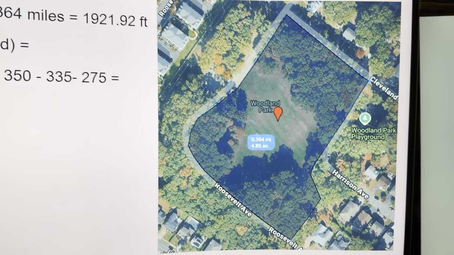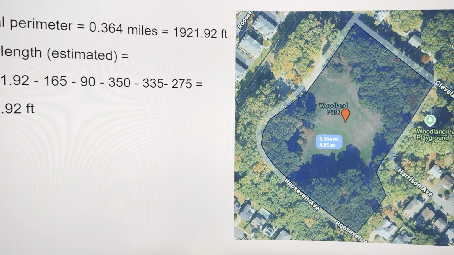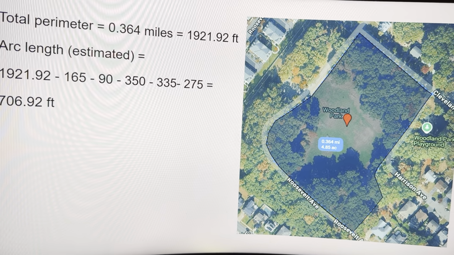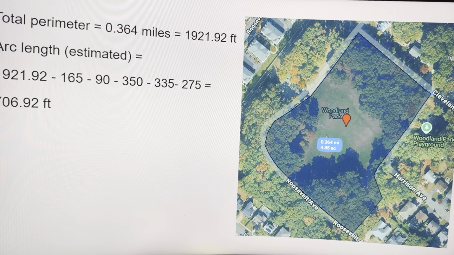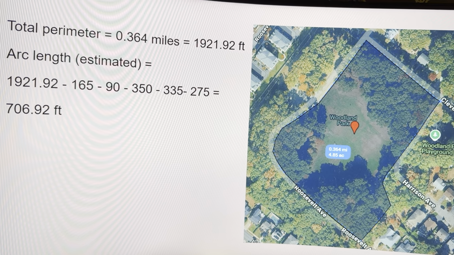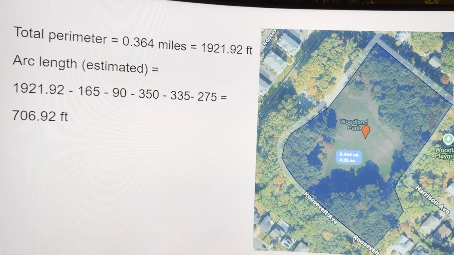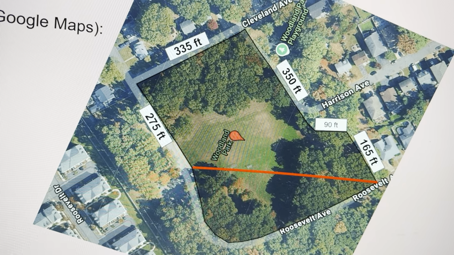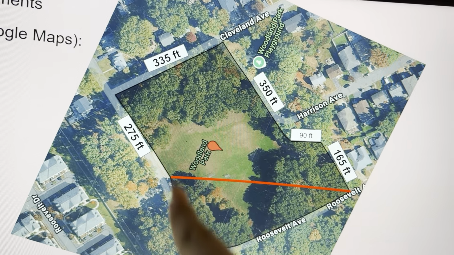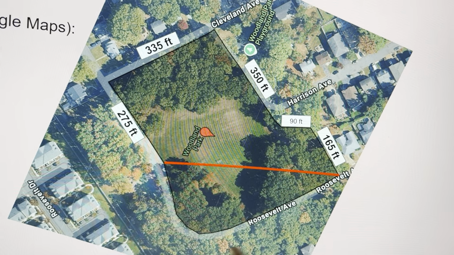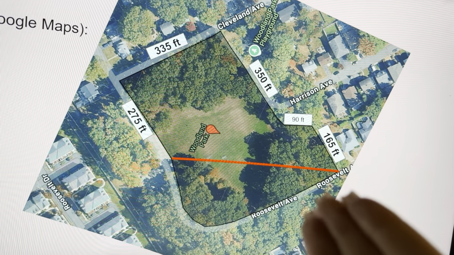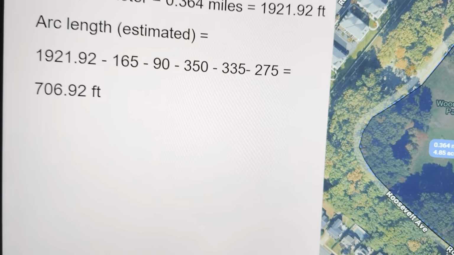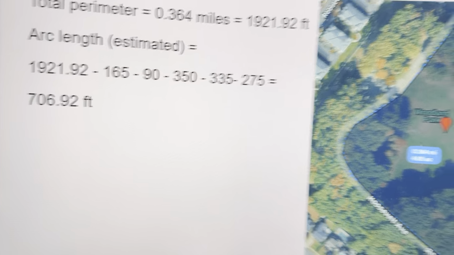So in order to find the total perimeter of Woodland Park, I used Google Maps' ruler feature, and I traced the whole park, and I found that the perimeter was 0.364 miles, which I equated into feet. And then by using the measurements that I also got by the straight edges through Google Maps' ruler feature, I was able to find that this little parabola looking part, I wasn't sure what graph this resembled exactly, but I think it was closest to a quadratic. I found that the length of this quadratic estimated was about 706 feet.